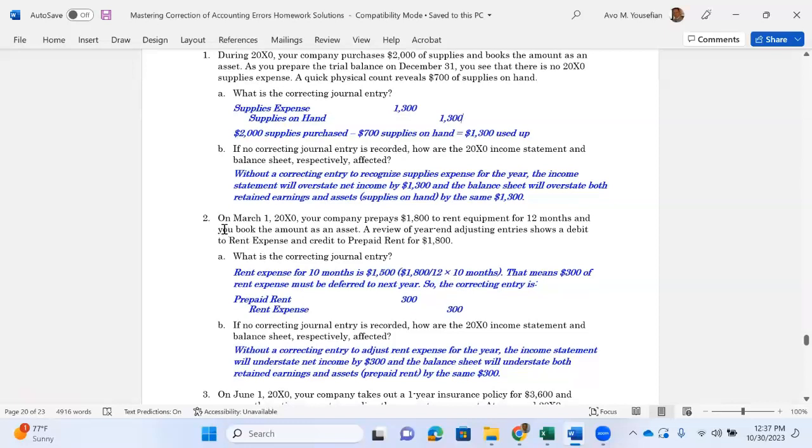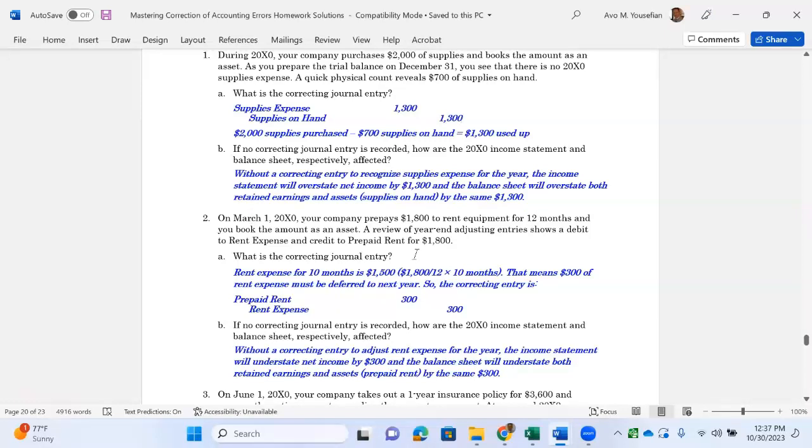Okay, number 2. In March of 2020, your company prepays $1,800 to rent equipment for 12 months. And you book the amount as an asset, which is prepaid rent. A review of year-end adjusting entries shows a debit to rent expense and a credit to prepaid rent for $1,800. But that's for 12 months. You did that in March.